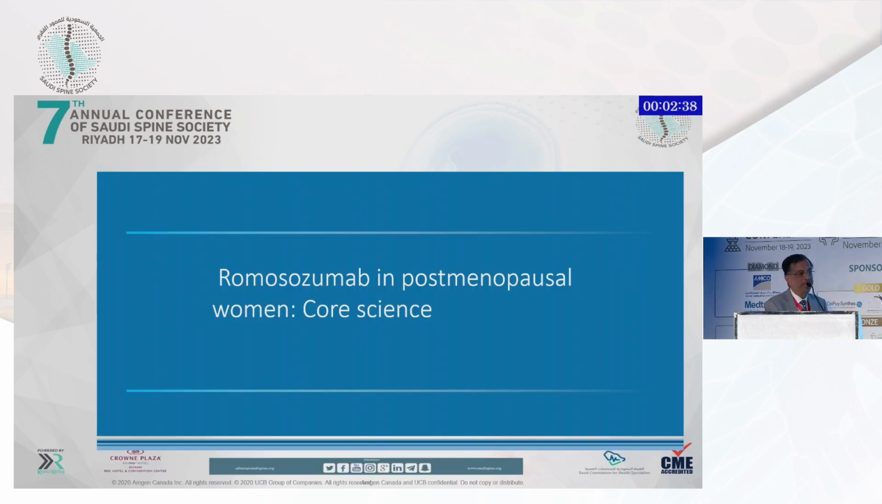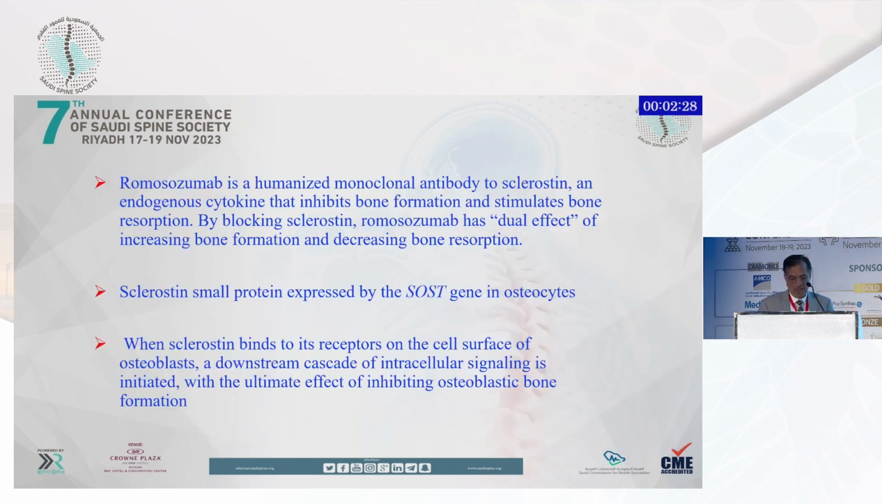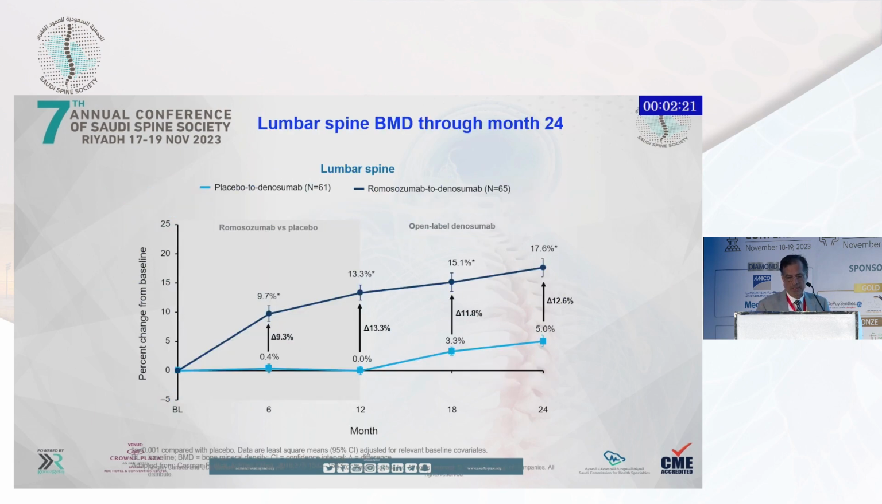Now, a new medication has come recently, about a year ago, which is much stronger, and it has a dual action of anti-resorptive and anabolic. This is an anti-sclerostin antibody. It's a monoclonal antibody. But this, I just show you the differences between the placebo and the romosozumab. The gain of the bone is about reaching 18% compared to placebo.